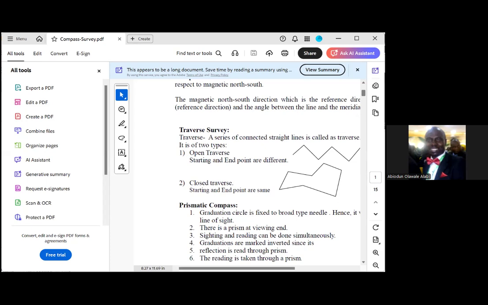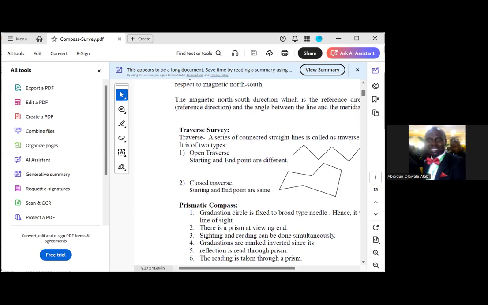Before I move on to chain surveying, we discussed types of error and sources of error. So there are two different things: sources of error and types of error. So look at that, study that, and make sure that all of those things are well understood by you.